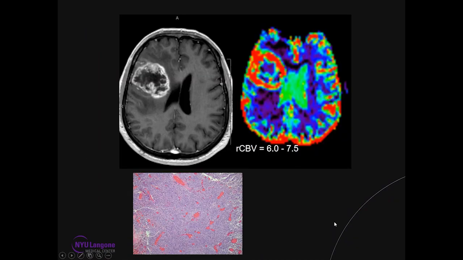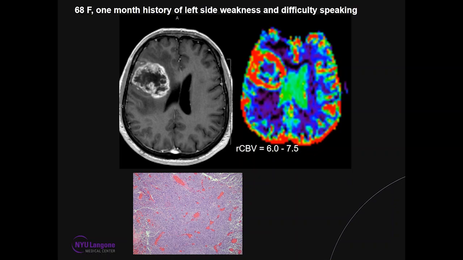For example, this is an MRI of a patient which shows a really ugly ring-enhancing necrotic mass in the right frontal lobe. Perfusion imaging shows the tumor has remarkably increased blood volume. The histopathology is very classic, showing endothelial hyperplasia, glomeruloid formation, and proliferation of the blood vessels.